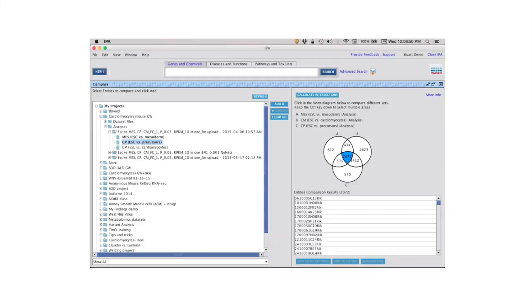It's not like explicitly doing some sort of ratio. It's just saying what are the upstream regulators for the first analysis, what are the upstream regulators for the second analysis, and how do they compare? I can explicitly look at them because they're in a heat map. I can compare the two.